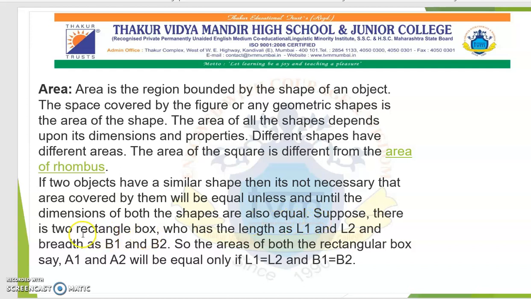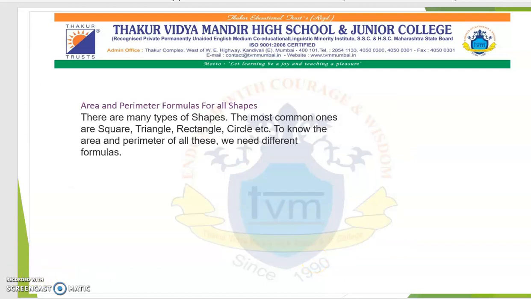Suppose there are two rectangular boxes whose lengths are L1 and L2 and breadths are B1 and B2. So the areas of both the rectangular boxes, say A1 and A2, will be equal only if the length of the first rectangular box is equal to the length of the second rectangular box, L1 equal to L2, and in the same way the breadth of the first rectangular box should be equal to the breadth of the second rectangular box, therefore B1 equal to B2.